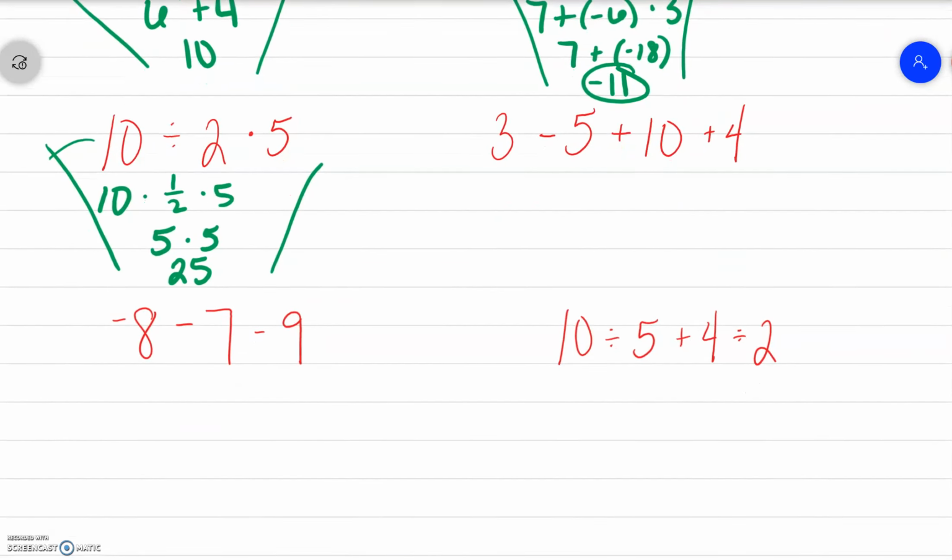Let's do a couple more examples. 3 minus 5 plus 10 plus 4. So again, when you look at the word MDAS, it makes it seem like addition has a higher order than subtraction, which is not true, because we know that subtraction is just the addition of the opposite. So if we rewrite this as the addition of the opposite, we can see that we have all additions. So we're going to work this left to right. 3 plus a negative 5, which would be negative 2. Negative 2 plus 10 would give me 8. And 8 plus 4 gives me 12. That would be the answer.